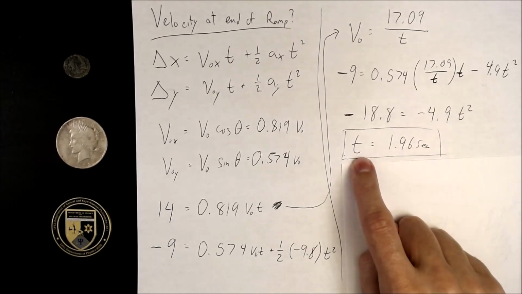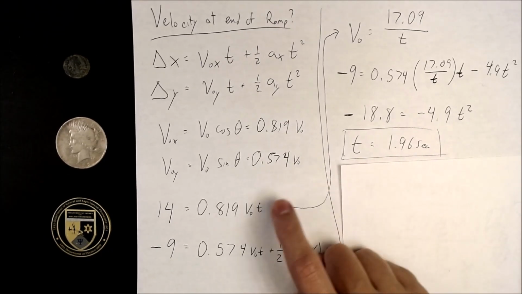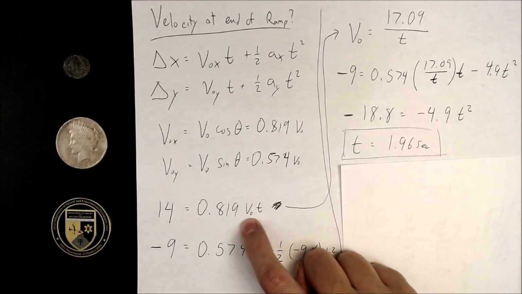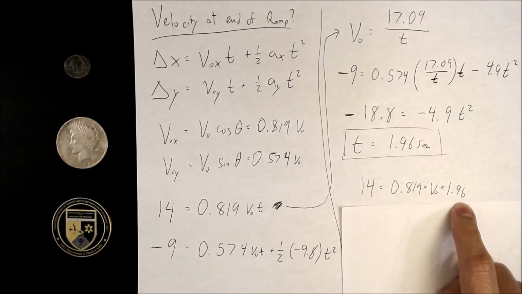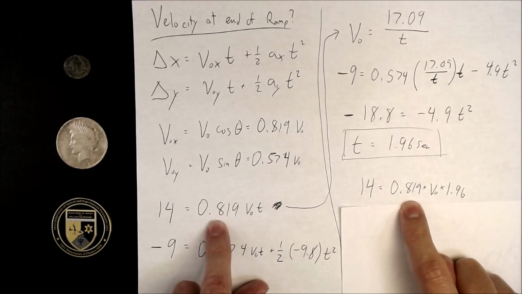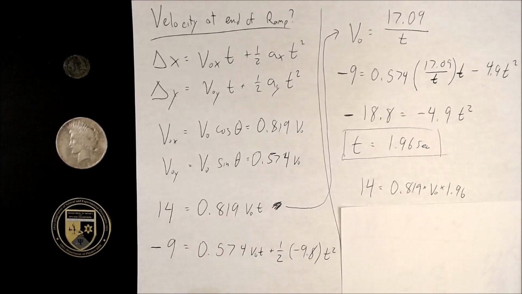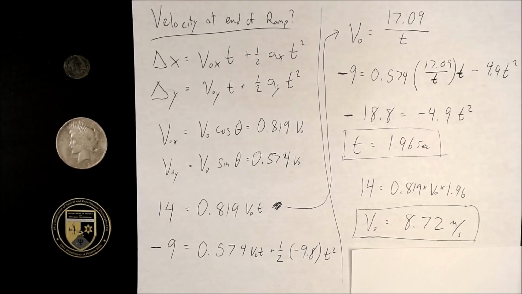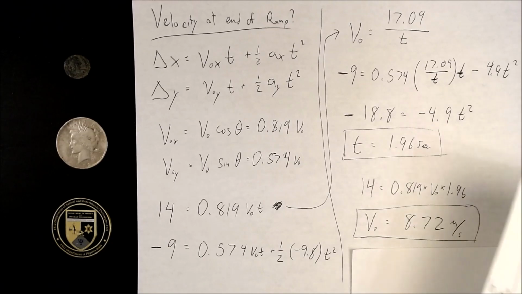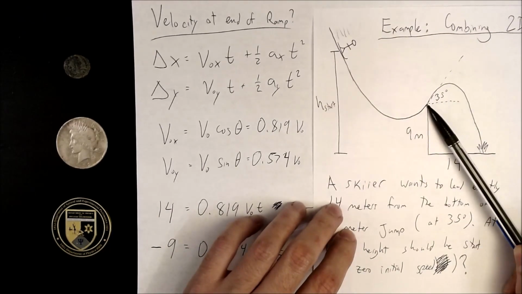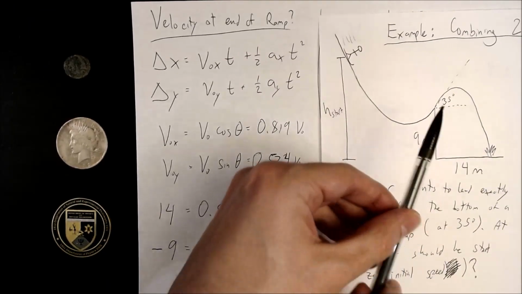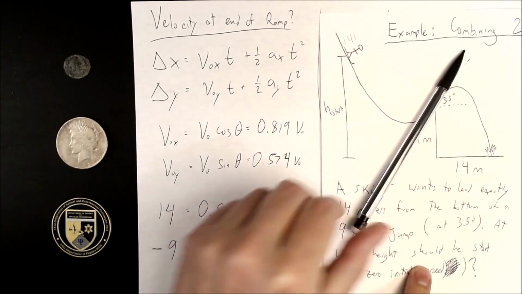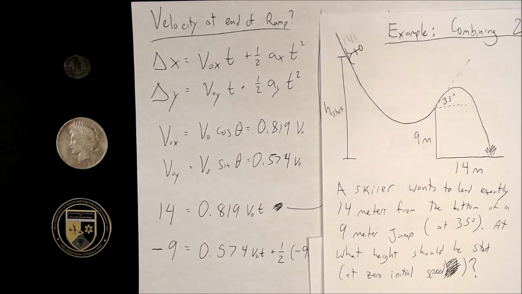And then what can I do with this t? Well, I can plug that in right there and use that to solve for v naught. So I plug in that time, 1.96 seconds. V naught times 0.819 is equal to 14, and then I can solve for v naught. V naught is 8.72 meters per second. That means that when the skier was right there, he was going at 8.72 meters per second in that direction. We got that part, at least.